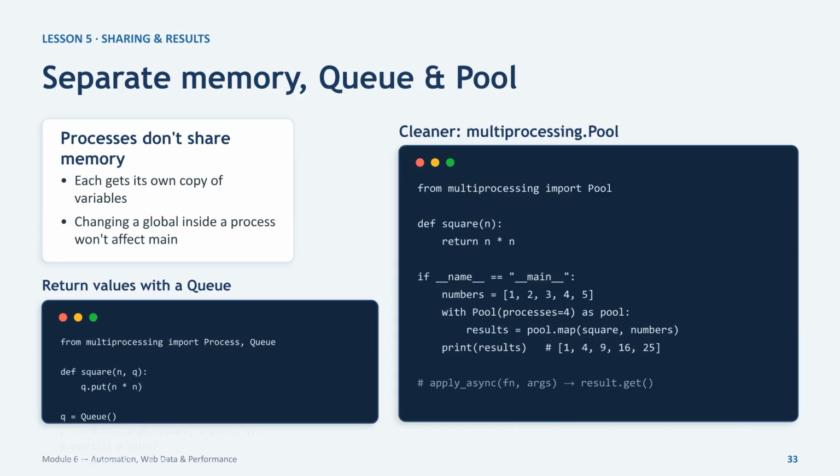Since processes do not share memory, you need specific tools to pass data back. A queue can move results between processes safely. Alternatively, multiprocessing.Pool provides a cleaner interface to map tasks across a pool of workers, gathering results automatically. It's the standard choice for most parallel workloads.